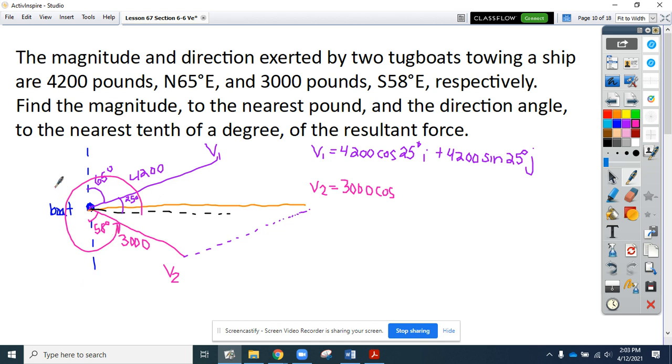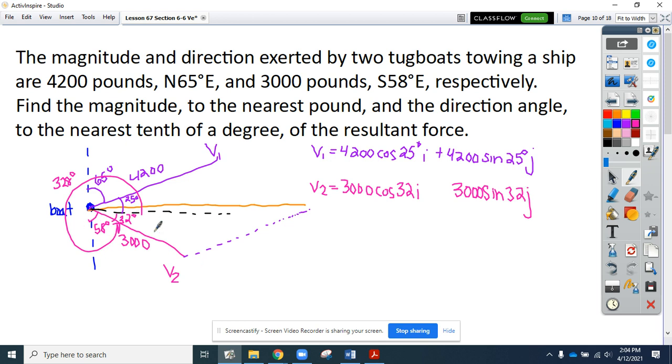I don't love doing that. I feel like it's a little harder. Let me tell you what I do that makes more sense to me. I find the reference angle. So if this is 58, then this is 32, right? 32 degrees. So what I do is use 32 degrees for both components, and then I see what sign I need to adjust.